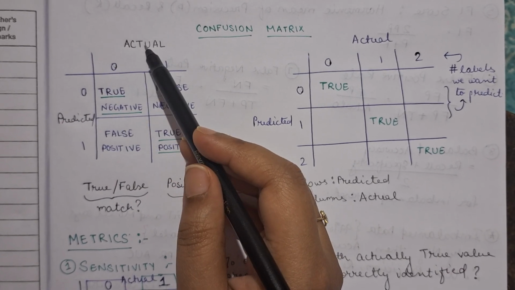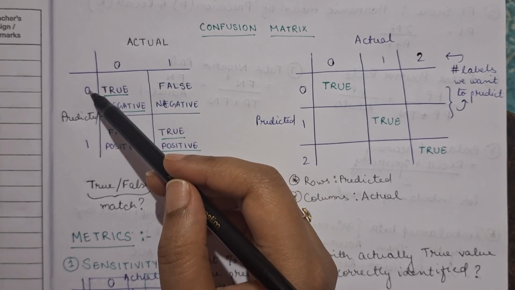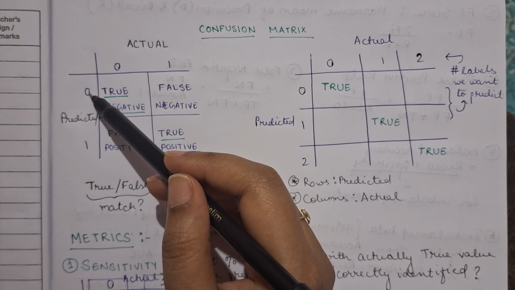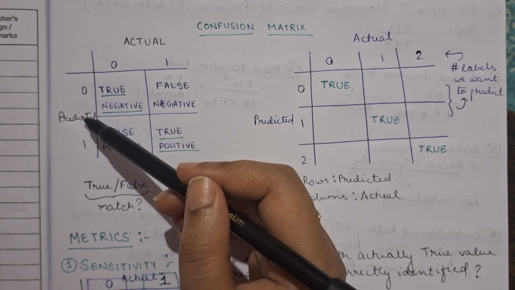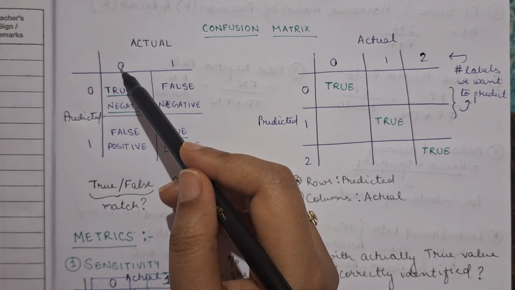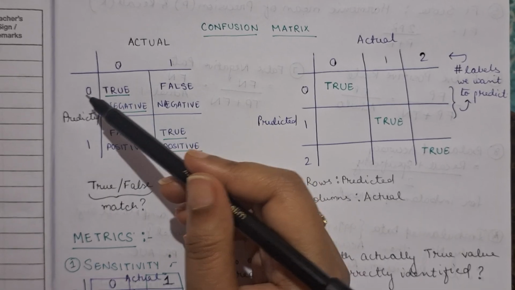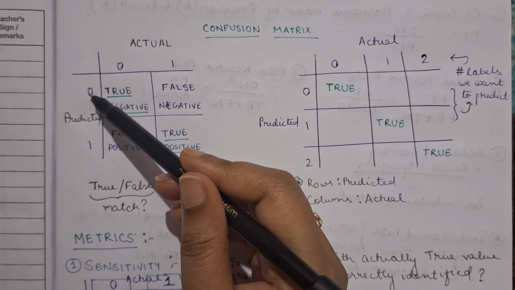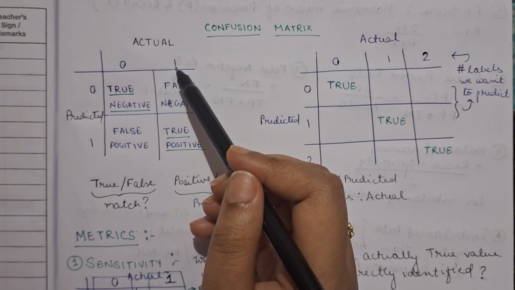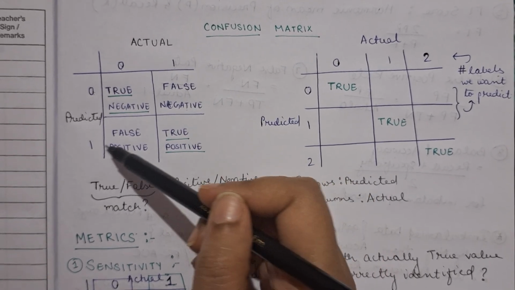So in the actuals, the ground truth, there will be 0 and 1, and the predicted ones will be 0 and 1. Suppose there are some cases that are predicted as 0 and in the actuals also they are 0. So they will be called true negative. Similarly, they are predicted as 0 but in the actual it is 1, in the ground truth it's 1. Then it is called a false negative.